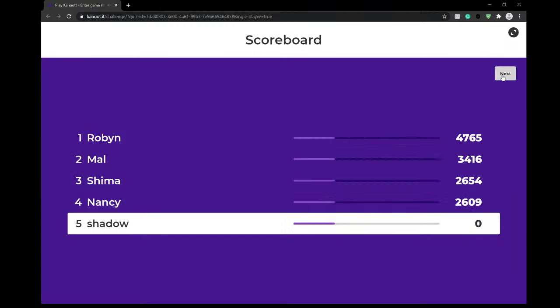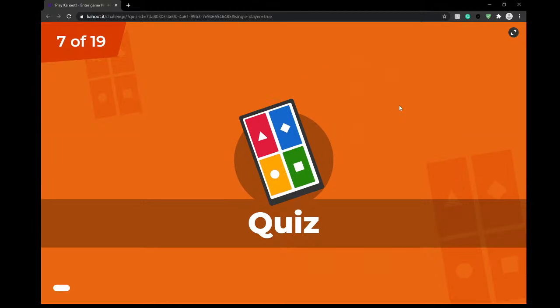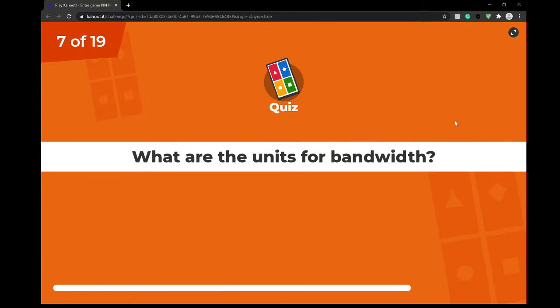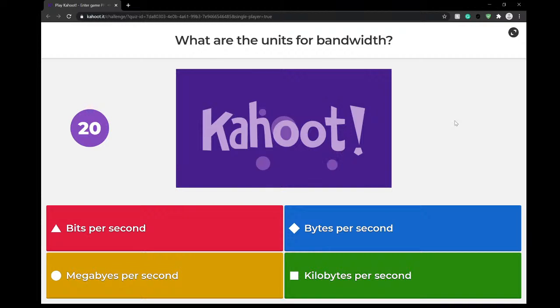And my score is forever the highest here. We definitely see it. So what are units of bandwidth? Yeah, this one's another one for memorization. Shouldn't be too hard if you guys remember what the unit of bandwidth is.